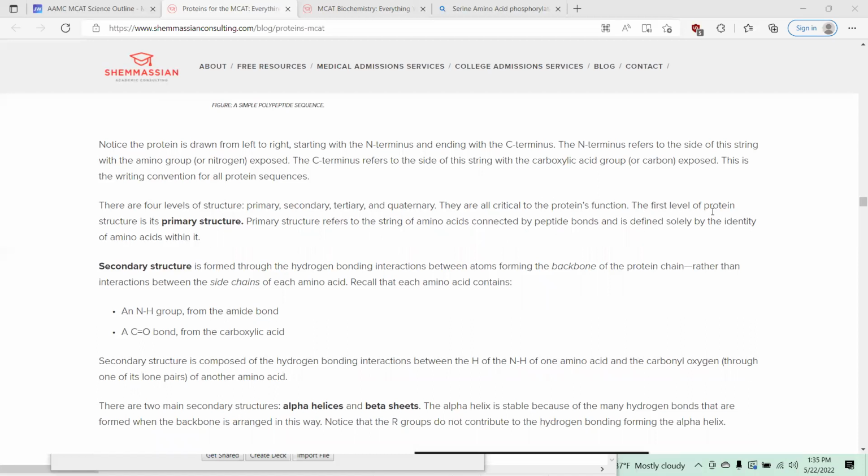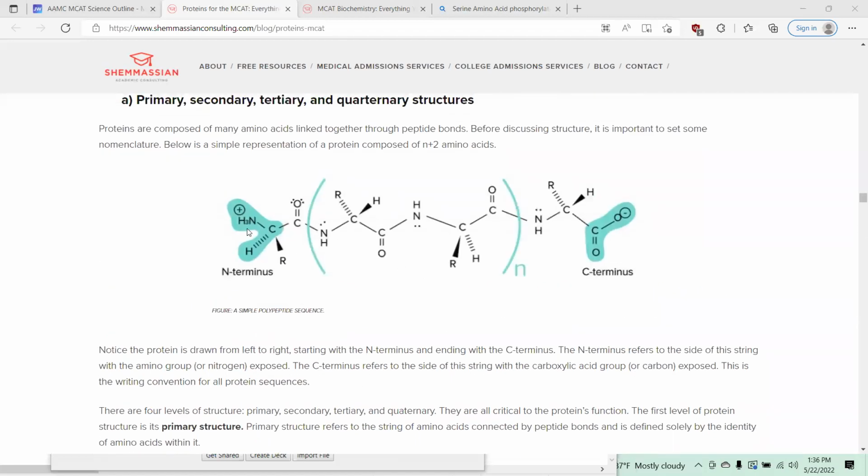So the first level of protein structure is its primary structure. And primary structure simply refers to the string of amino acids and is defined solely by the identity of the amino acids. This simply means primary structure is the order and the identity of the amino acids. That's it, nothing else. So it's talking about peptide bonds and the order of the peptide bonds and the amino acids. Primary structure is the simplest one. Don't overcomplicate it. It's just what amino acids are we using.